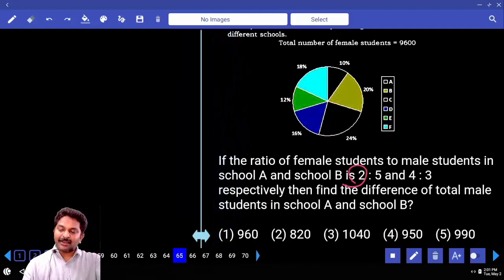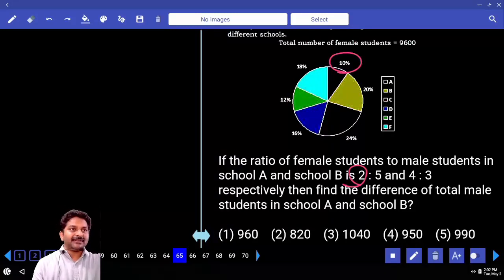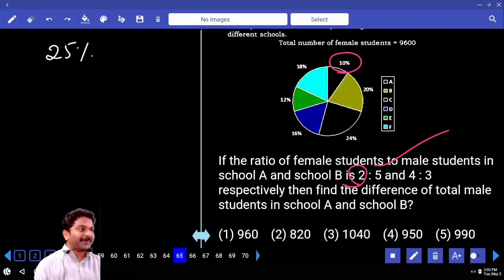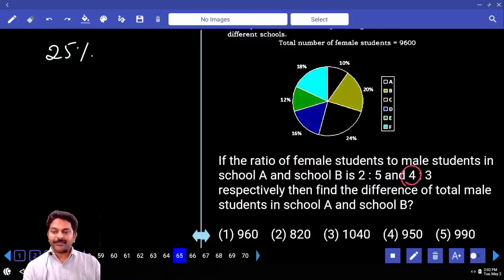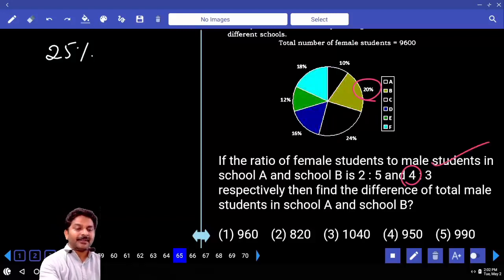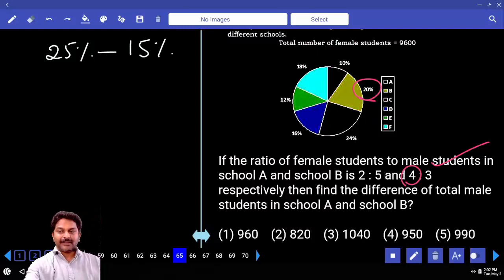In school A, how many female are there? 2 parts, which is equal to 10%. Then 1 part, 5%. 5 parts, 25%. Okay. Yes. Next in B, female are 4 parts, which is equal to 20%. Then 1 part, 5%. 3 parts. And we were asked to calculate difference only. How much percent? 10% of this number, 960.